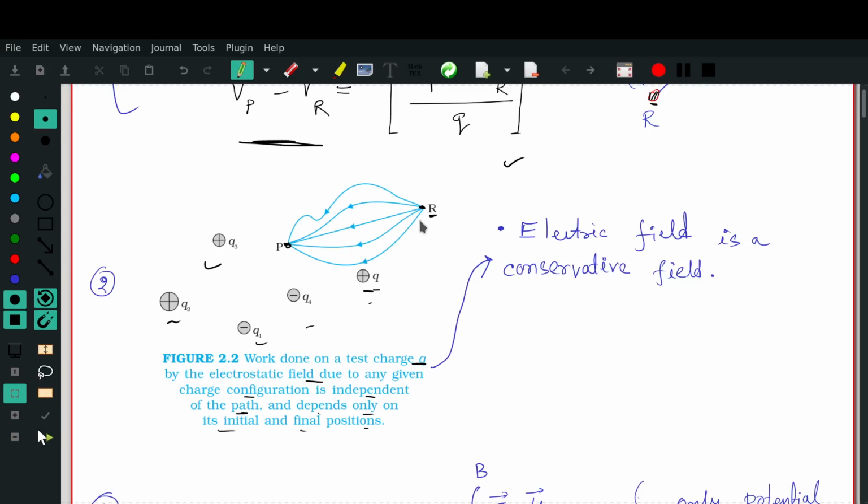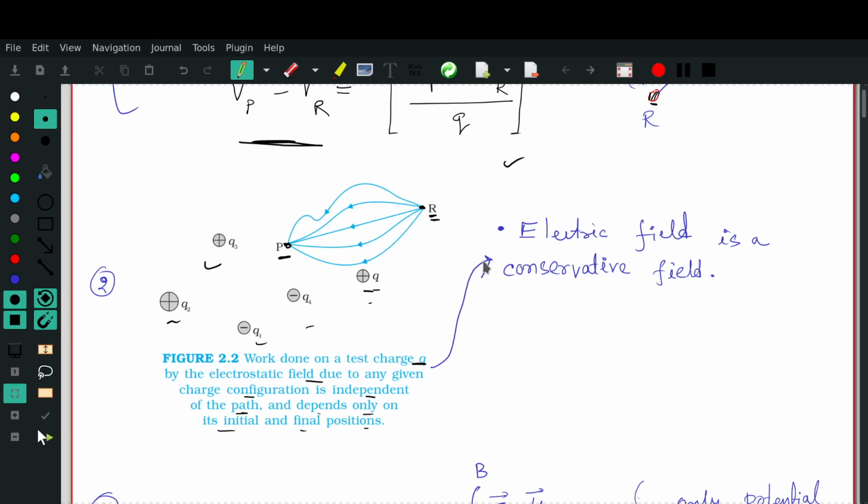The point is, if you are bringing any charge from one point to another point, the work done doesn't depend on whichever path you choose, right? That is a very important and specific property of these electric fields. You could have chosen any of these paths to bring the charge from point R to point P, but none of them would give you different results, because they all finish at P and R.